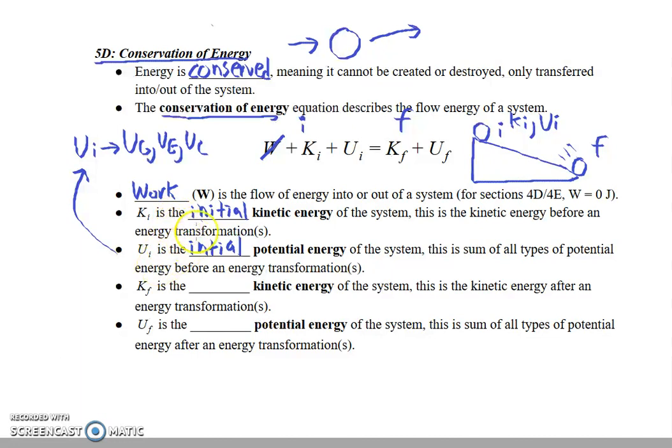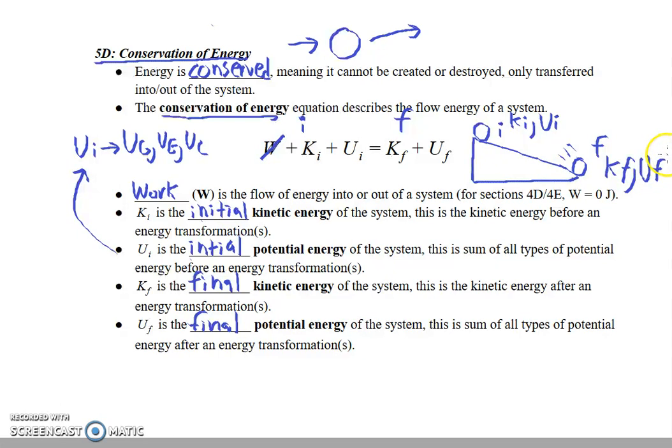The next term is Kf, so that is the final kinetic energy. That's the kinetic energy after some transformation happened to it. So Kf would be down here with this ball example. Is there kinetic energy after that transformation, after it fell down the slope? And then you might have guessed Uf, that is the final potential energy. That is the sum of all the types of potential energy after some transformation happened to it. In this case, it would be the bottom of the slope.